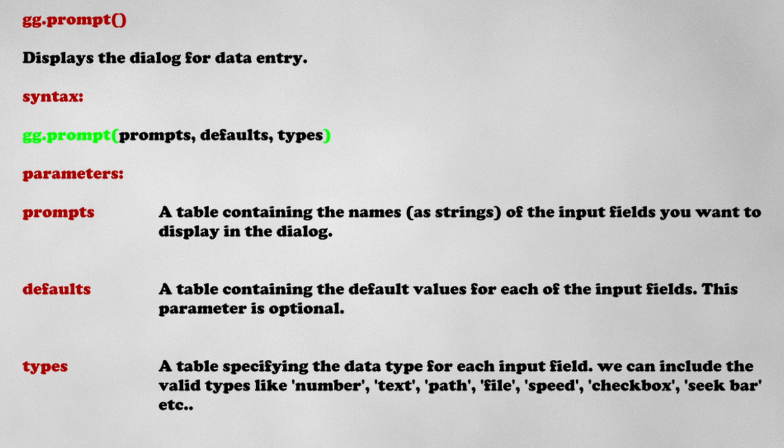gg.prompt displays a dialog for data entry. Syntax: gg.prompt(prompts, defaults, types). Parameters: prompts. A table containing the names, as strings, of the input fields you want to display in the dialog. Defaults: a table containing the default values for each of the input fields. This parameter is optional. Types: a table specifying the data type for each input field. We can include valid types like number, text, path, file, speed, checkbox, seek bar, etc.